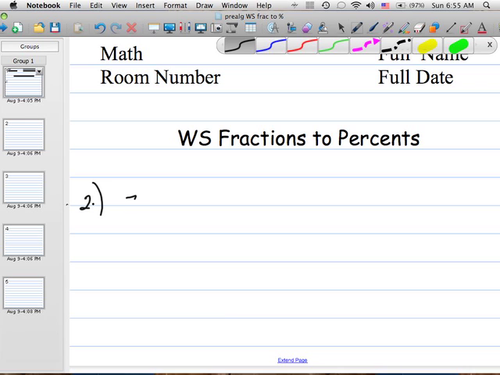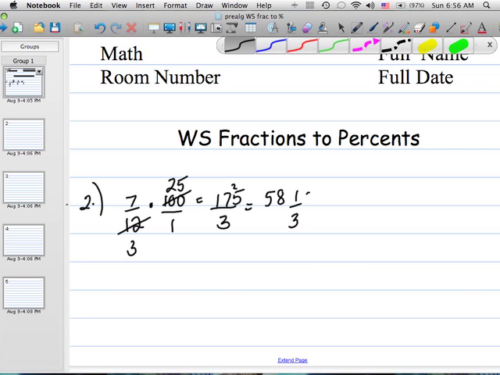So we have 7/12 changed to a percent. It's the opposite of changing a percent to a fraction. Instead of dividing, we times by 100. So 4 goes into 12 3, and 4 goes into 100 25. 7 times 25 is 175 over 3. I want to make it a mixed number, so 3 goes into 17 5 times with 2 left over. 3 goes into 25 8 times, 24 with 1 left over, so it's 58 1/3%.